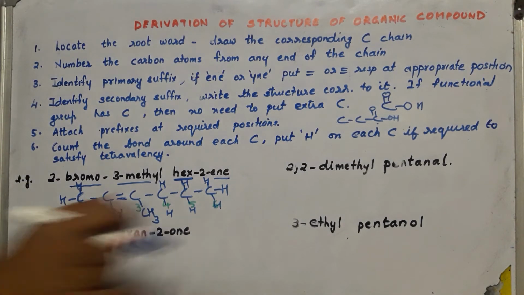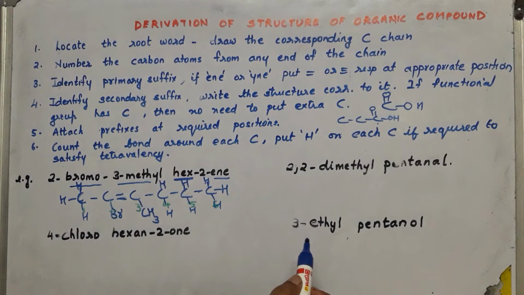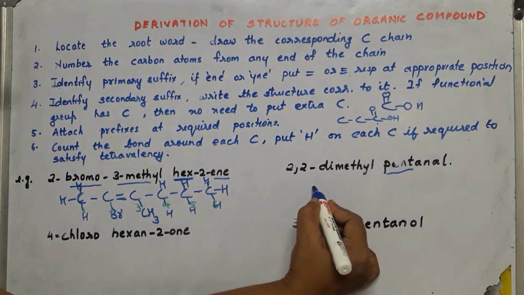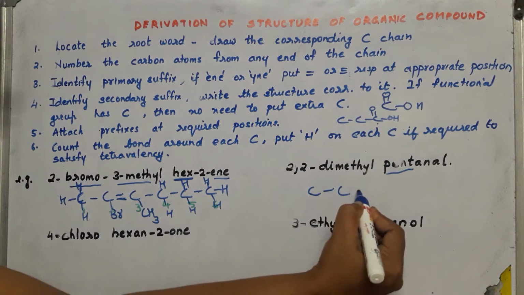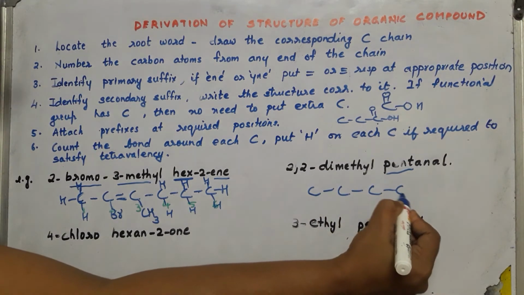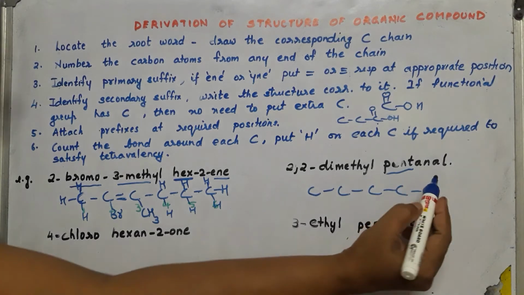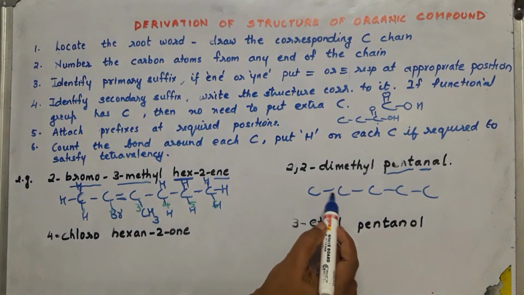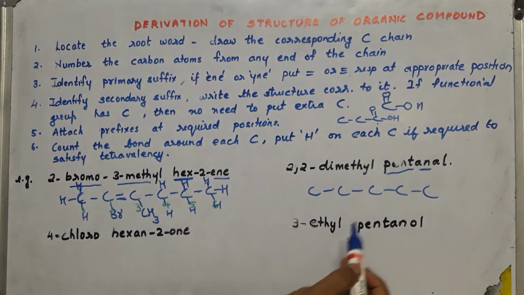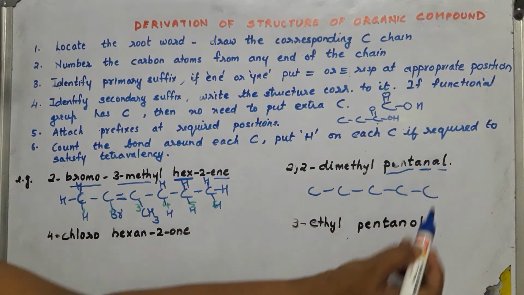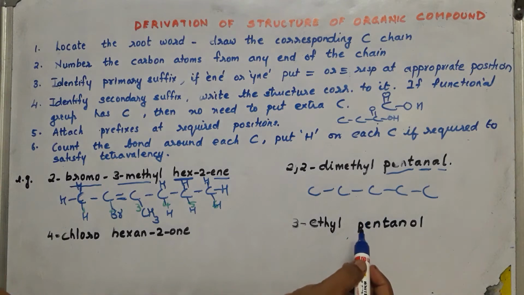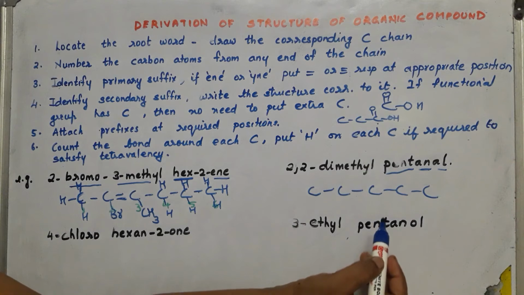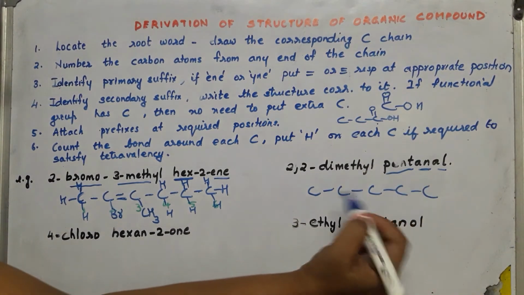Now the second one, look at the next one. Identify the root word pent. Pent means 5 carbon: 1, 2, 3, 4, 5. Now you identify the primary suffix an, that shows it is all single bond. Now the secondary suffix is al. Al means CHO and its position is 1. That's why it is not mentioned. So it should be first carbon.